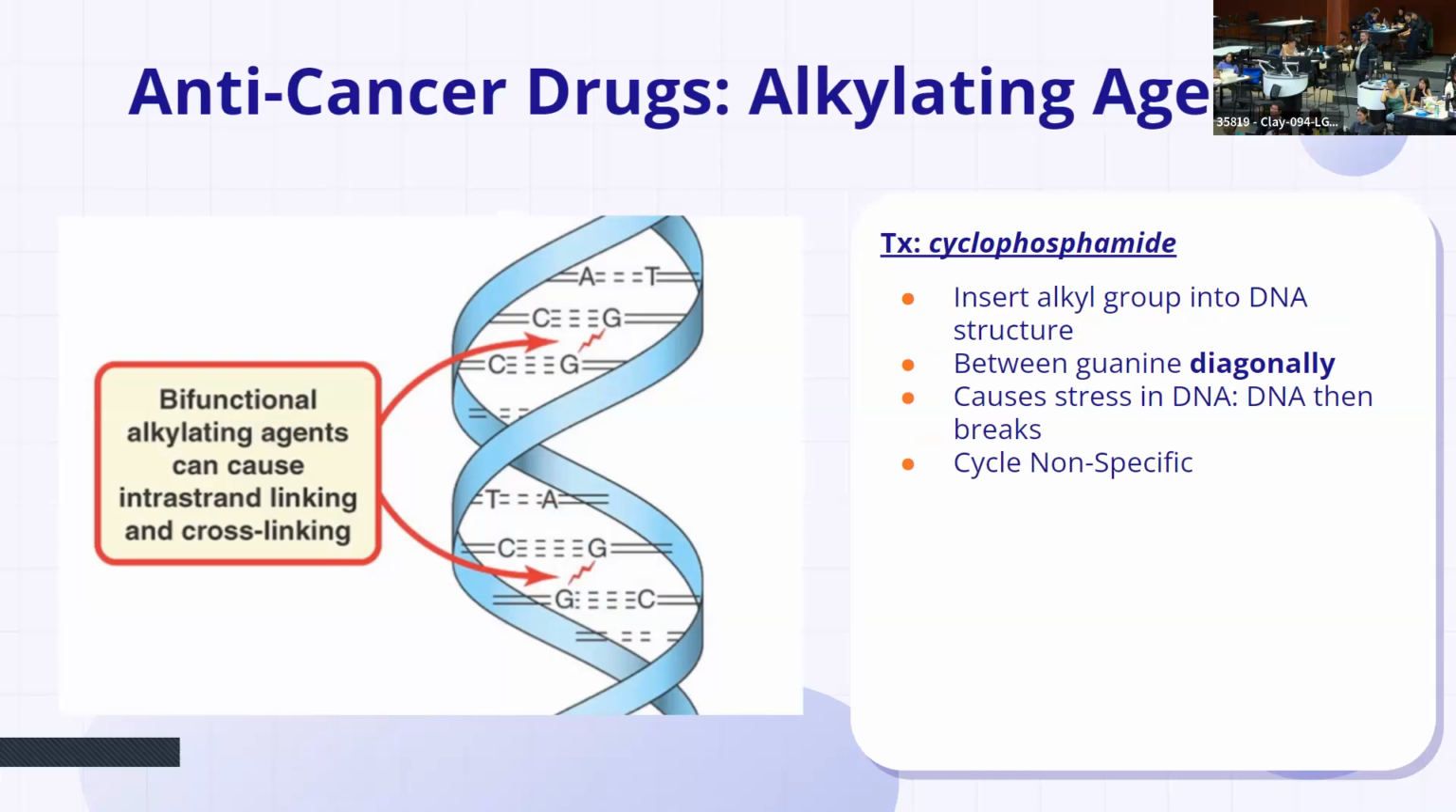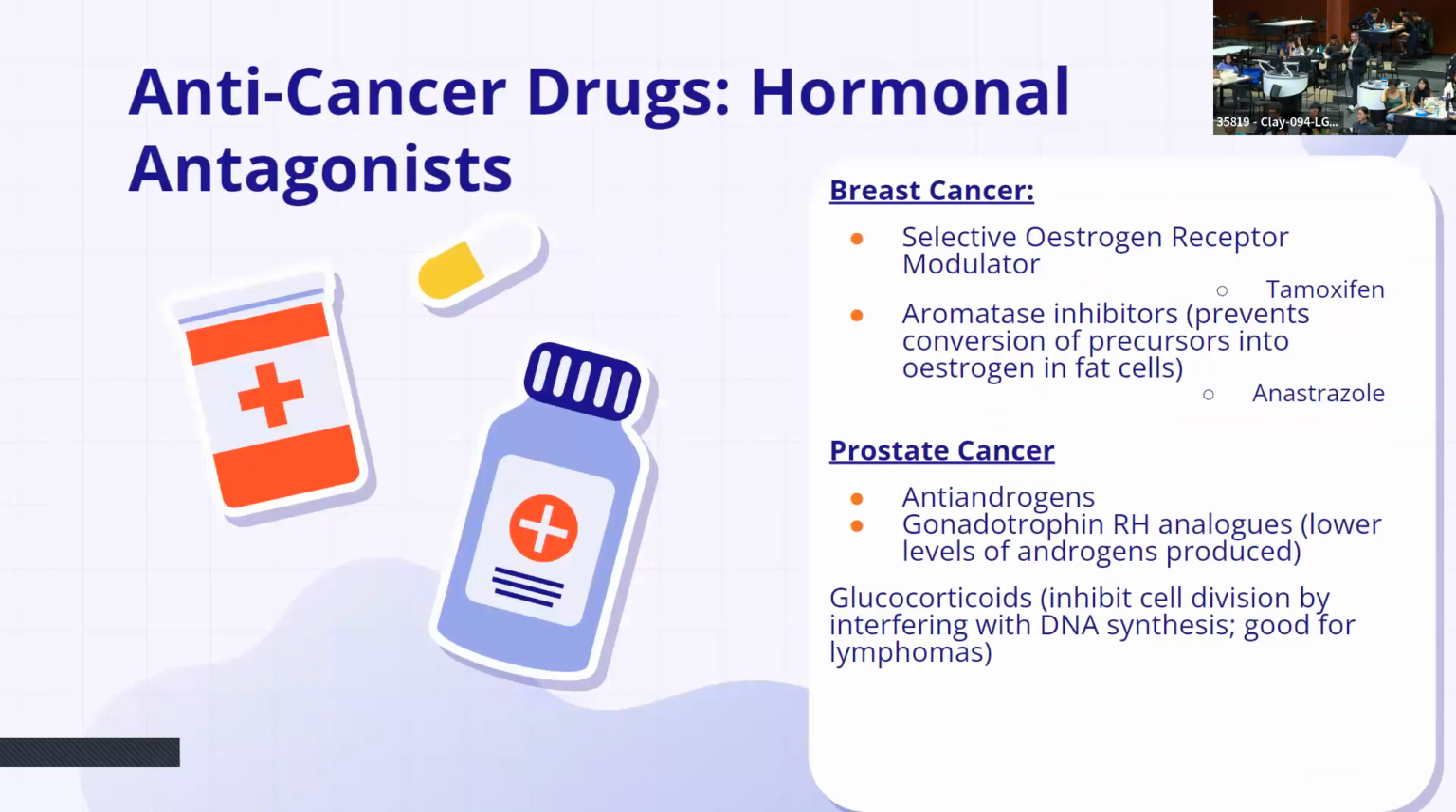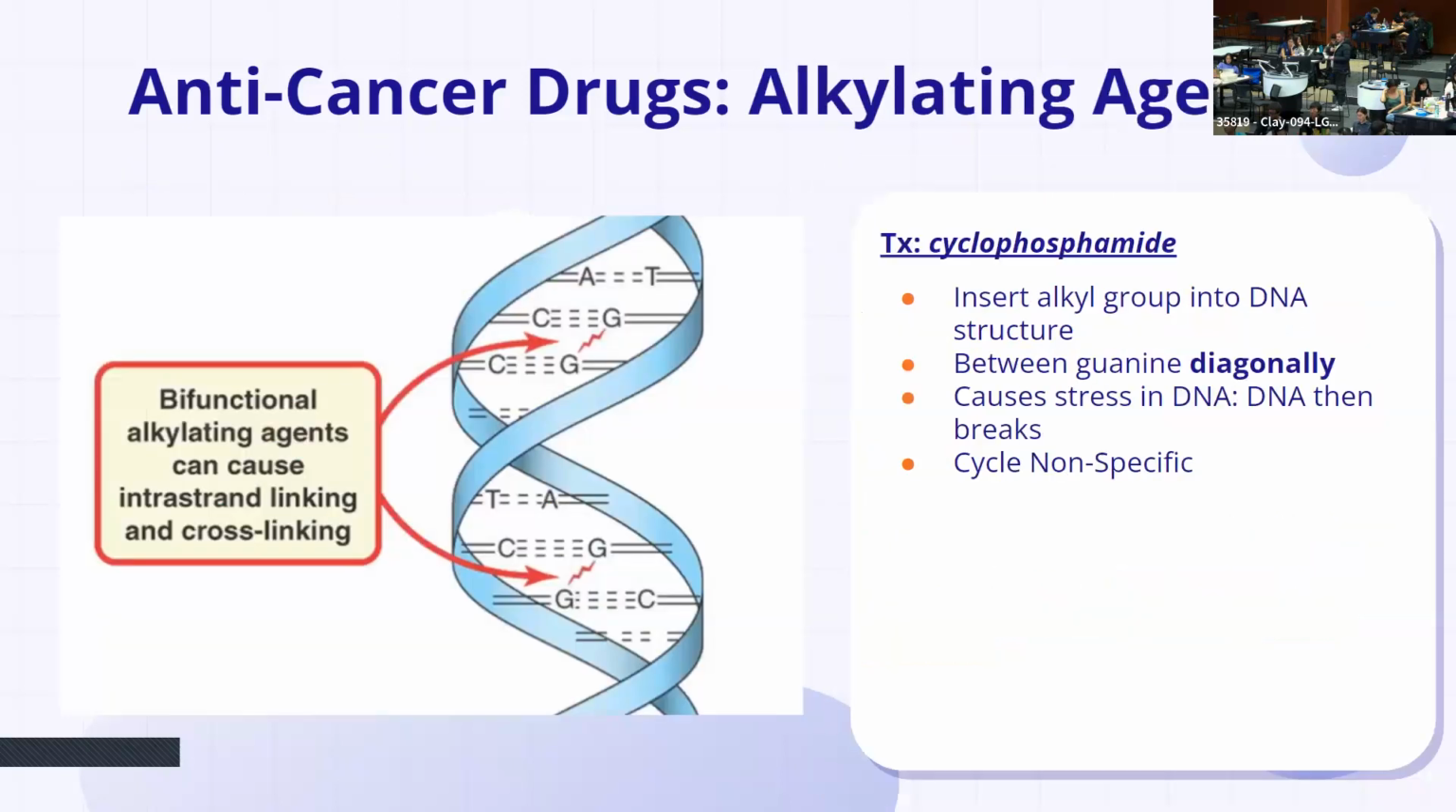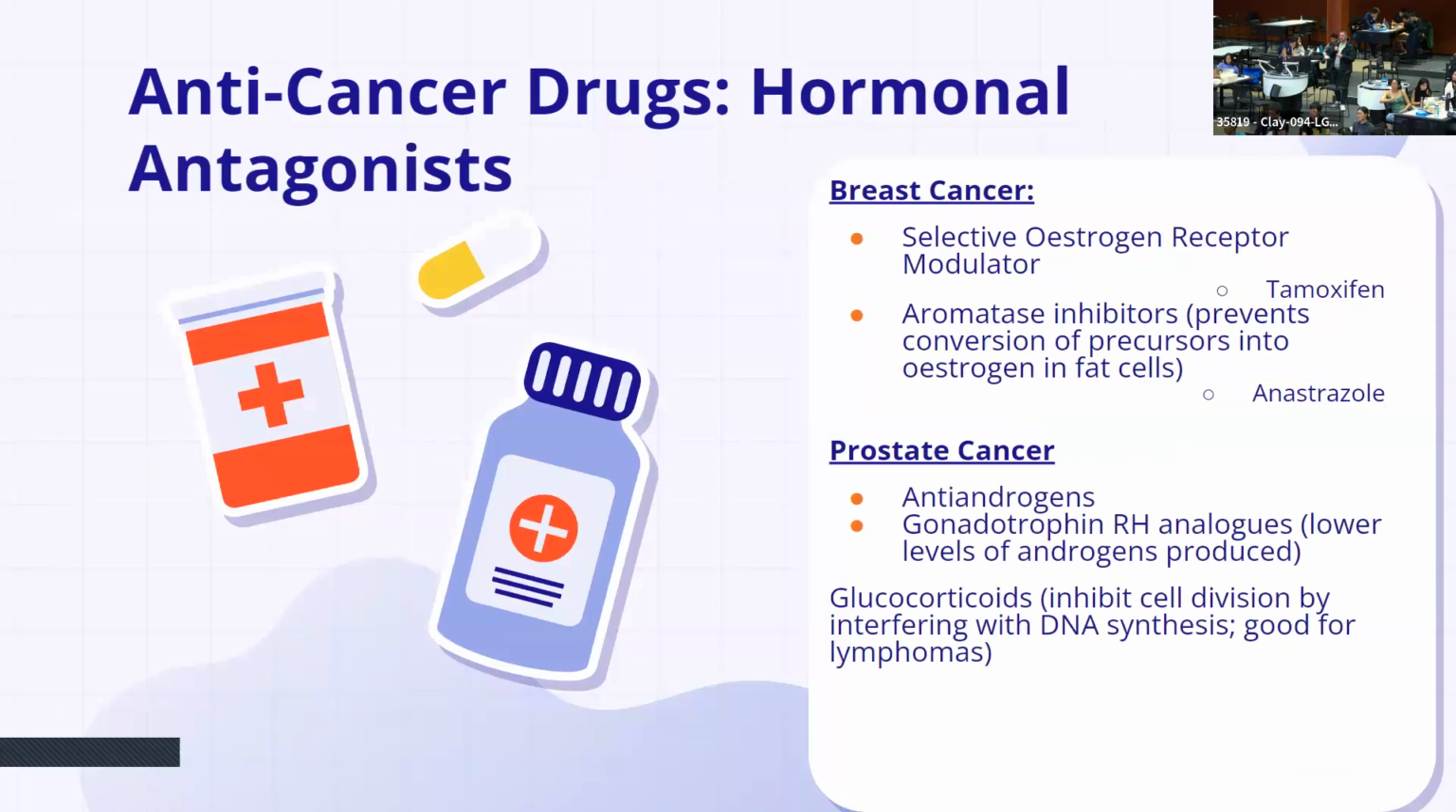So in terms of our first classic, we've got cyclophosphamide. What it will do is create a cross-link between 2 guanine bases, and it will do that diagonally, and that basically means that the DNA will stiffen. And if the DNA stiffens, then it's more likely that it's going to break. So all it's doing is causing the DNA to break, and as a result, it's not specific to any cycle, like interphase or metaphase or any of that stuff.